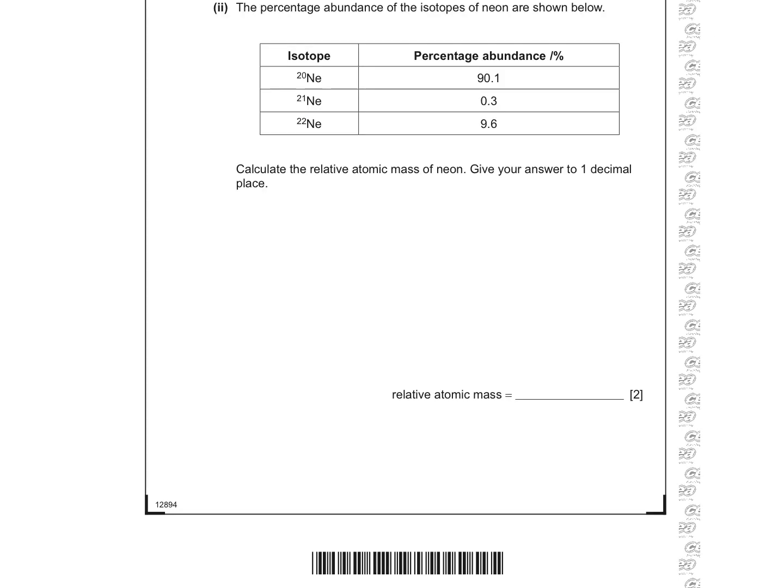For part 2, you have to work out the relative atomic mass. So for this, I look at the table and see that these are percentage abundances, not relative abundances. So what I would do is take the isotope of neon 20 and multiply that by 90.1. And then I'm going to add on the total mass of the neon 21.